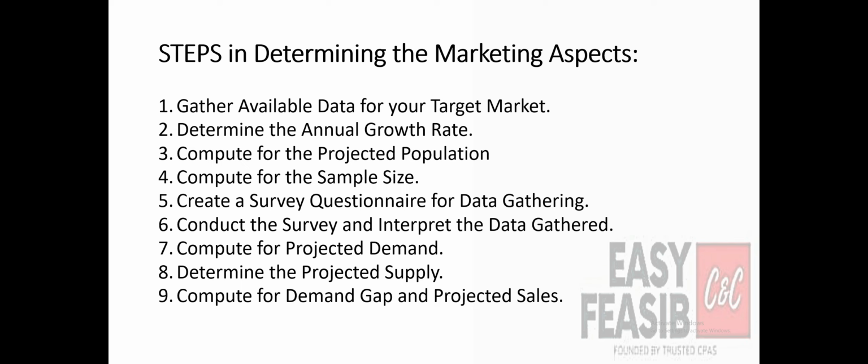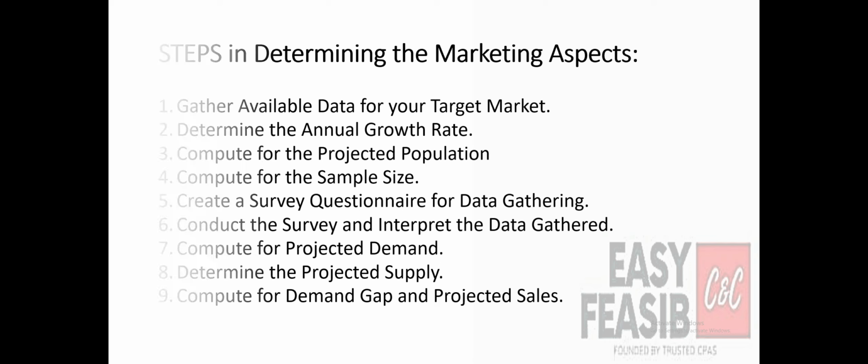Step 7, compute for projected demand. Step 8, determine the projected supply. Step 9, compute for demand gap and projected sales. Those were all the 9 steps that you need to do in order to determine the marketing aspect of your feasibility study. Congratulations on finishing this series for the marketing aspect. The next video will be the technical aspect of the feasibility study, so stay with us and learn more.